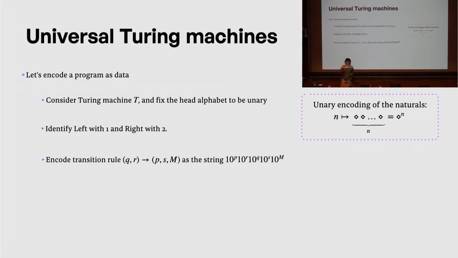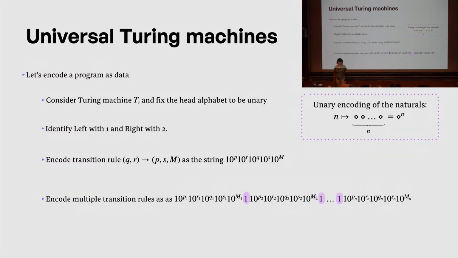Now that's the key. The transition rule (q, r) goes to (p, s, m) is encoded as the following string. We have 1s as separators, and in the middle we will have a number of zeros. How many zeros encodes p, and how many zeros encodes r. So particularly, we have the string 1, 0 to the p, so these are p zeros, a separator 1, 0 to the r, and then another separator 1, and then 0 to the q, another separator 1, and 0 to the r, and then 0 to the m. And m was 1 or 2, depending on whether it was supposed to move left or right. So as long as you know what the string means, this string is encoding one transition rule.